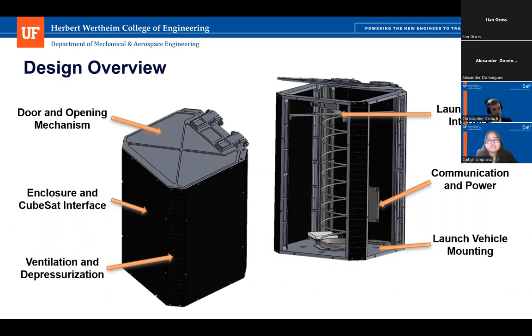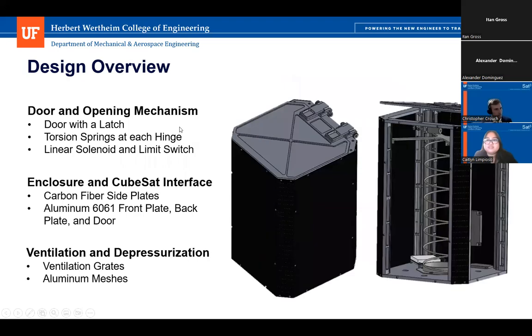The left image shows the exterior of the CSD, and the right image shows the interior. For our CSD, we divided it into 6 subsystems: the door and opening mechanism, the enclosure and CubeSat interface, ventilation and depressurization, launcher and interface, communication and power, and launch vehicle mounting. Next slide. And for our door and opening mechanism, we include a door with a latch, torsion springs at each hinge, and a linear solenoid and limit switch. And we have an animation with a red outline to show the specific parts.